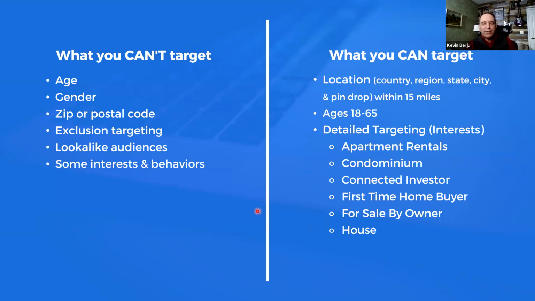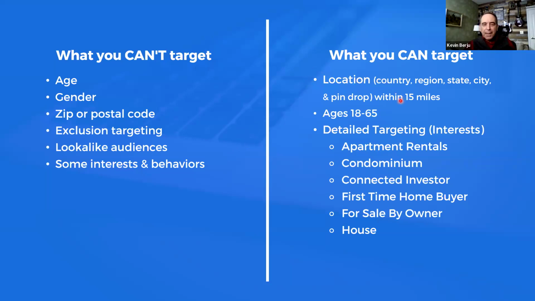What you can't target is the following criteria: age, gender, zip or postal code, but you can do mileage. That's interesting. That's kind of a way you get around it. Exclusion targeting: you can't say, I'm going to do it to this group, this group, this group, and I'm not really interested in that group. Can't really do that. Lookalike audiences and some interests and behaviors you can't target.